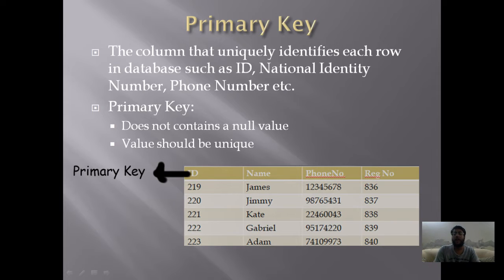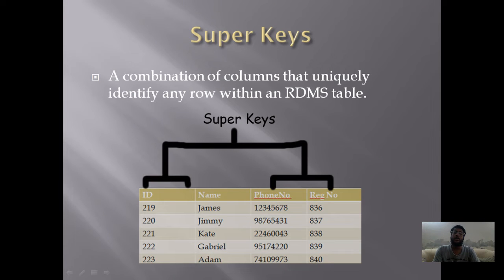Why? Because it's not same for every person. It is changing for every person, right? So the column that uniquely identifies each row, such as ID over here, is known as the primary key column, right? Now, super keys. It is a combination of all the columns that uniquely identify the rows within a database is known as the super keys, right?